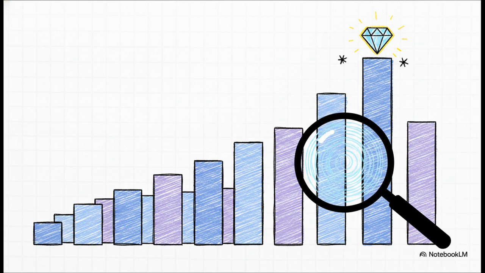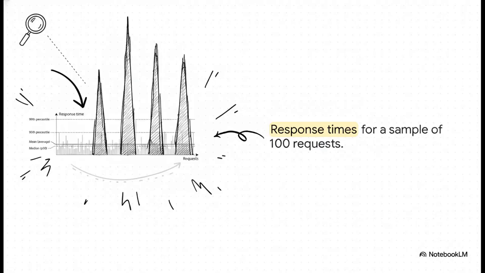Why? Because the customers experiencing the slowest requests are often the ones with the most data on their accounts, meaning they're frequently the most valuable users. When you map this out, you can clearly see these tail latencies sticking out like massive spikes above the median and even the 95th percentile lines. If we only looked at the mean or average, we would completely hide the fact that some of our users are experiencing terribly slow load times.